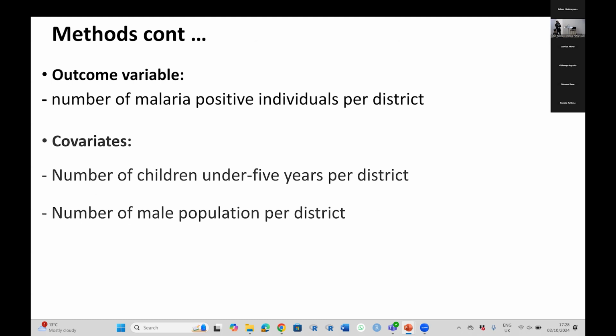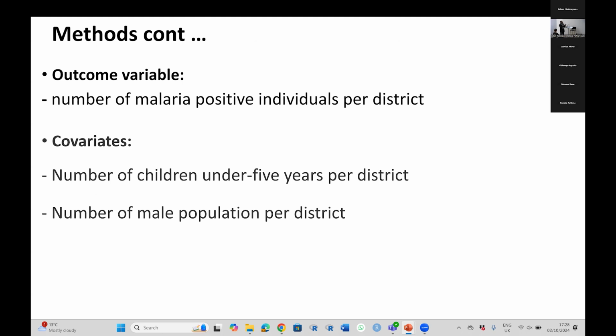Okay, so the outcome variable of interest here is the number of malaria positive individuals per district, because the district is the unit of my analysis. Also, I just tried to demonstrate the capability of incorporating some risk factors or covariates into your model.